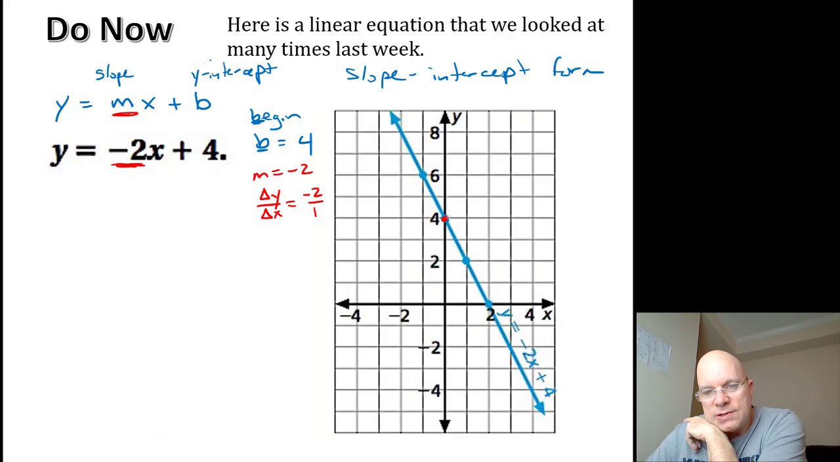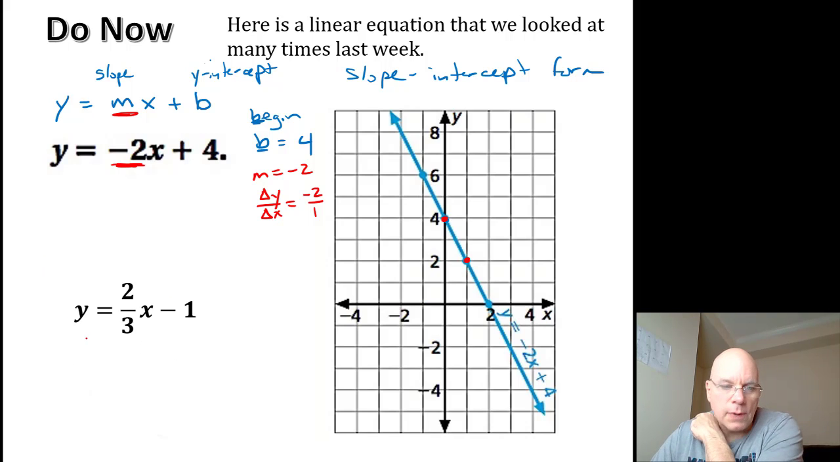Now pretend we didn't see the blue line. All we have right now is this red point at y equals 4 because that's the y-intercept. We could then apply the slope by applying these two changes. The change in y is negative 2. That means we move down 2. That's the vertical change, negative 2. The change in x is positive 1. So from there we would move 1 to the right. And if I have the y-intercept and this other point, I could draw the line.